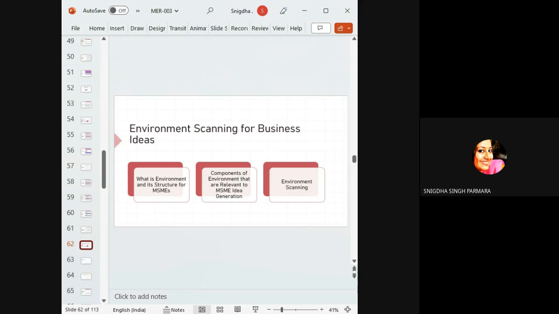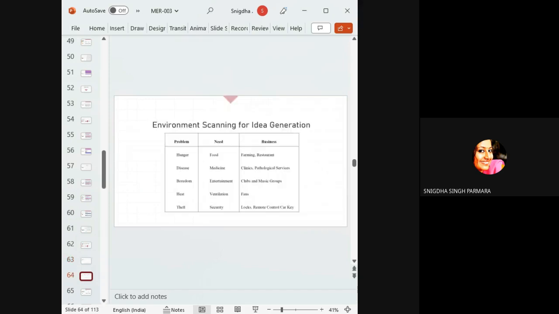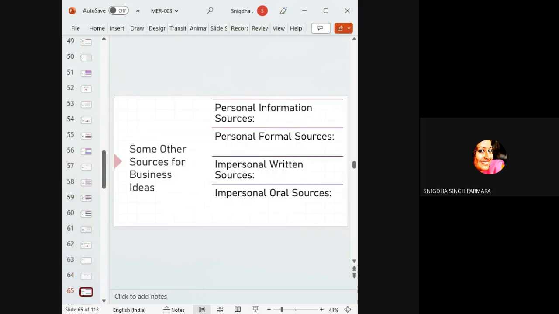Then environmental scanning. This is something that we've been doing since a long time, so I don't want to spend too much time on this. Environmental scanning is something that we've been studying from MER 01, and we've done this even here in Unit 1, MER 03 Unit 1. So I'm going to skip it quickly.